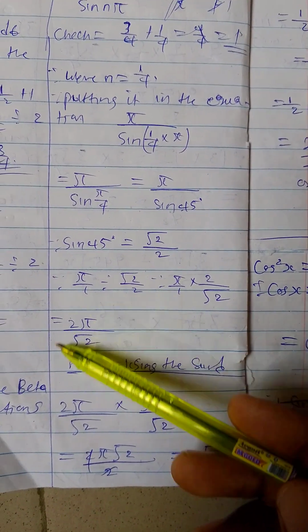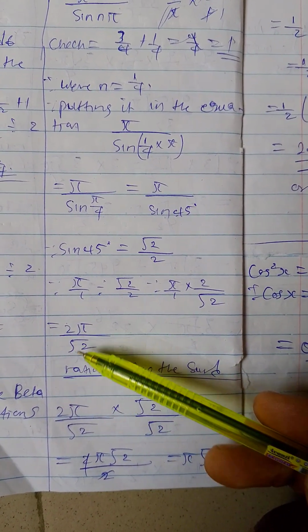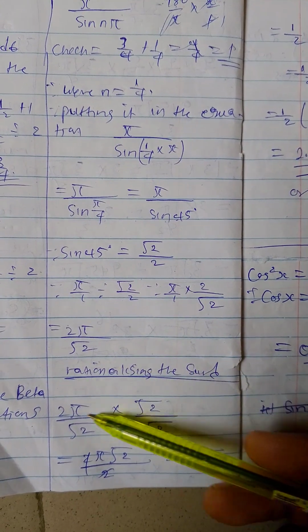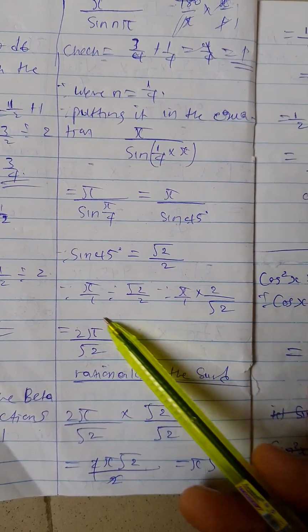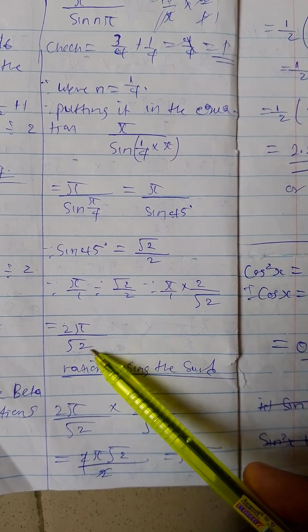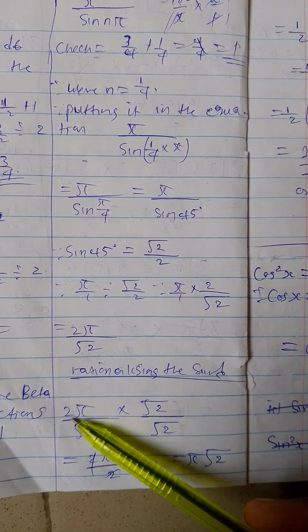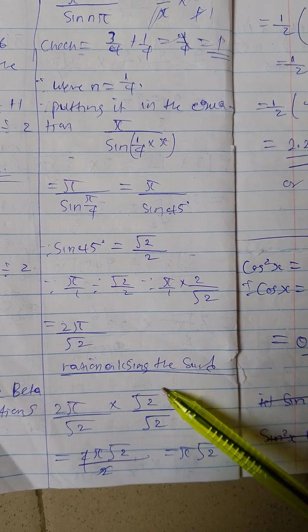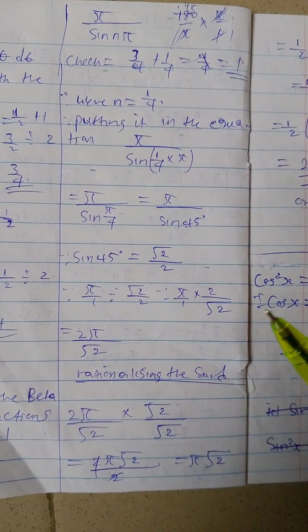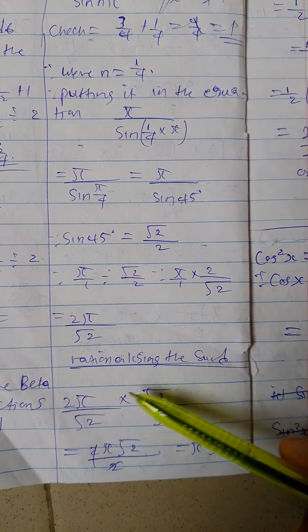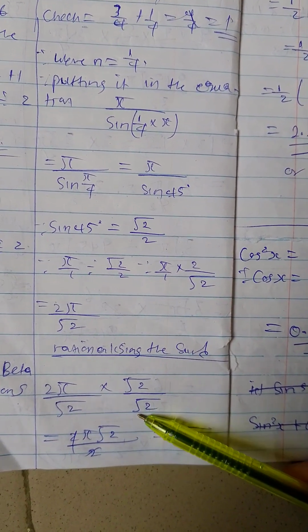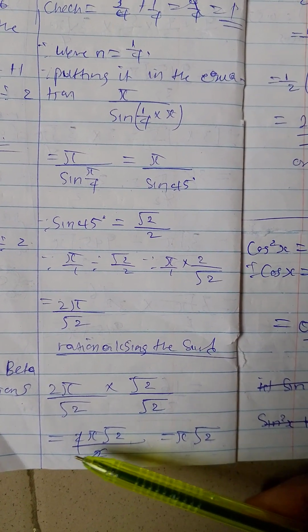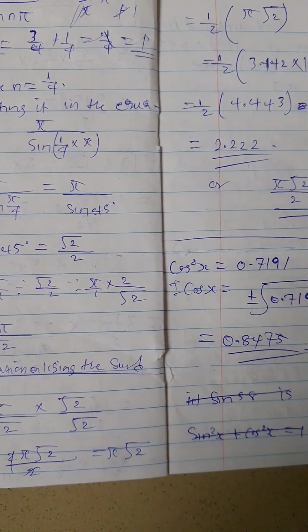Now you know that I can't leave my answer like this, so I have to rationalize. Multiply everything by square root of 2 over square root of 2. So 2 pi times square root of 2 is 2 pi square root of 2, all over square root of 2 times square root of 2, which is 2. So 2 cancels out 2, and what remains is pi square root of 2.